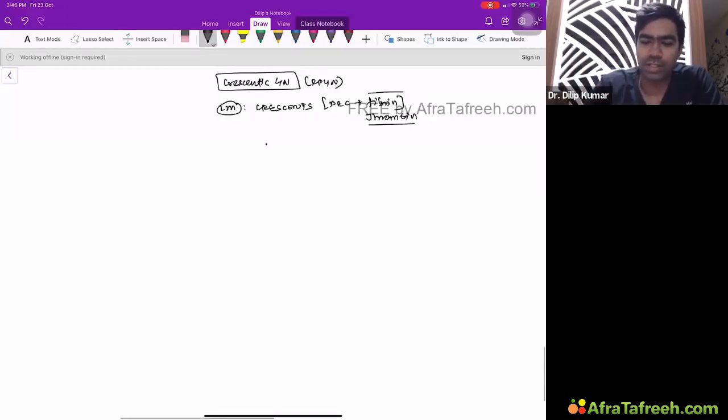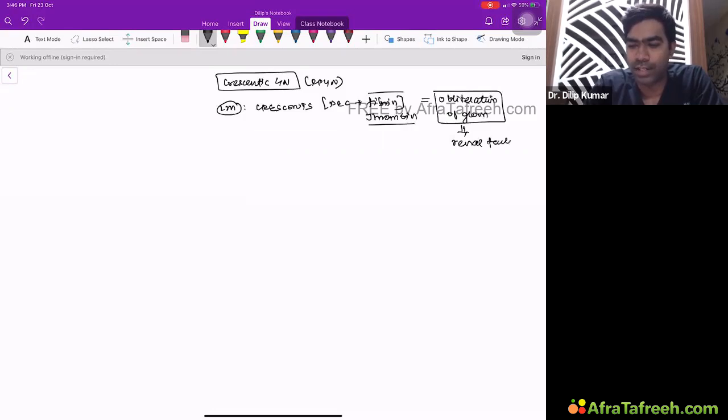And the problem with this crescent is that it is going to result in obliteration of the glomerulus. Obliteration of the glomerulus and the Bowman's capsule. The urinary space will be obliterated, and that is the reason for the renal failure. The main reason is this only.